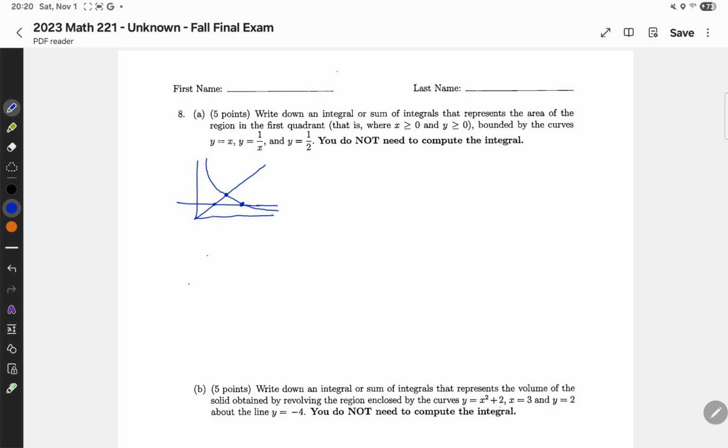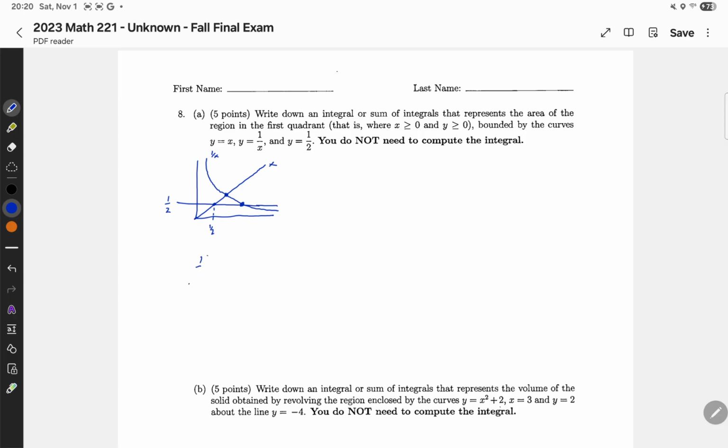So this first point, we know that this is the y equals 1/2 line. So where does y equals 1/2 intersect y equals x? Well, that's definitely going to be at x equals 1/2, right? And then the second one, I'll write down the names of these as well: where does y equals 1/2 intersect 1 over x?